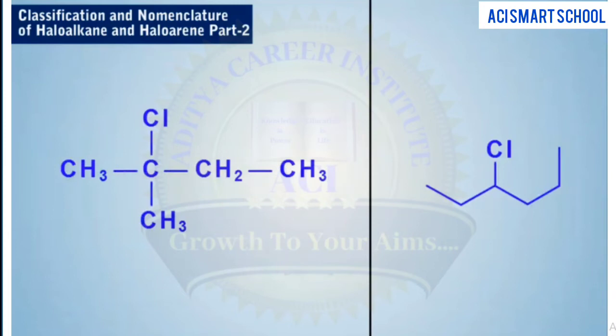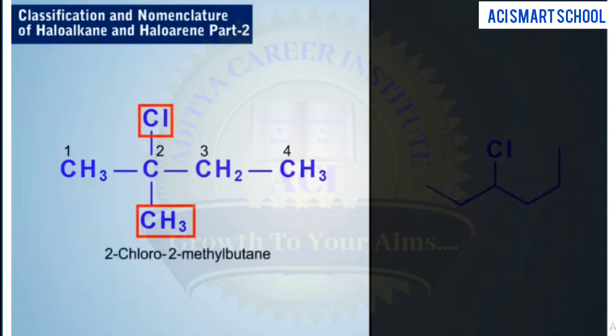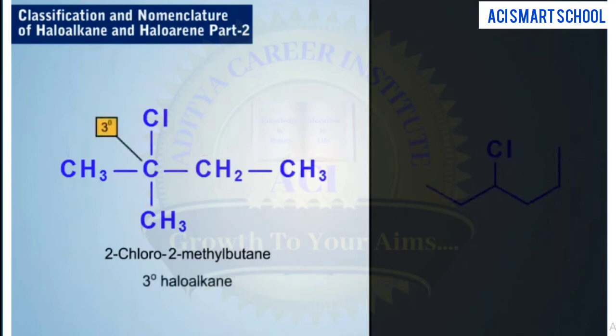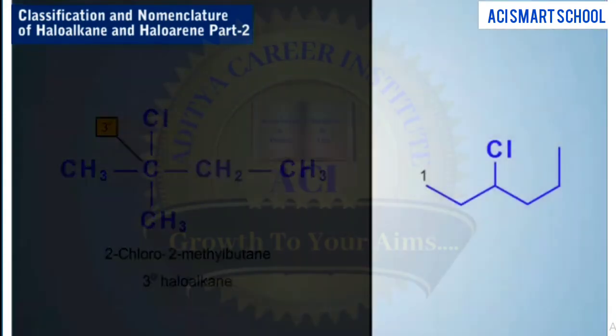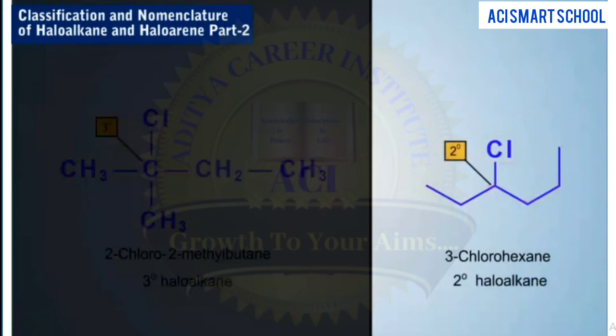Let us find IUPAC names for these two molecules. The IUPAC name for the molecule on the left is 2-chloro-2-methylbutane. It is a tertiary haloalkane, as the chlorine is bonded to a carbon linked to 3 other carbon atoms. The IUPAC name for the molecule on the right is 3-chlorohexane. It is a secondary haloalkane. Notice that the chlorine is bonded to a carbon linked to 2 other carbon atoms.